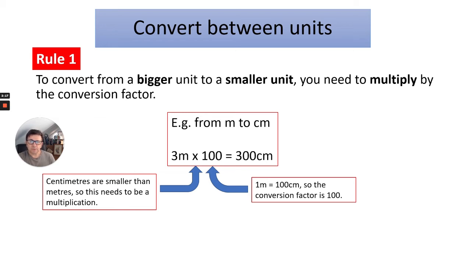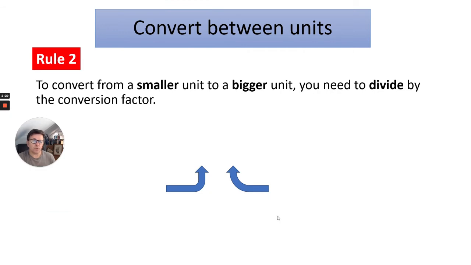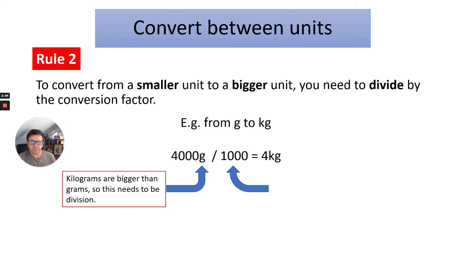Okay, rule 2, to convert from a smaller unit to a bigger unit, you need to divide by the conversion factor. So from grams to kilograms, so grams is smaller, kilograms is heavier. So you've got 4,000 grams, so kilograms are bigger than grams, so this needs to be divided. So it's divided by the conversion factor, in this case 1,000, because there's 1,000 grams in 1 kilogram, so that would be 4,000 divided by 1,000, which gives us 4 kilograms.